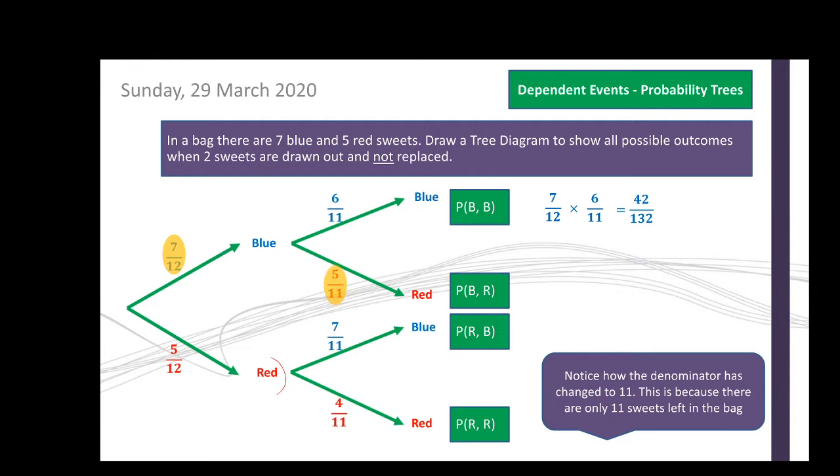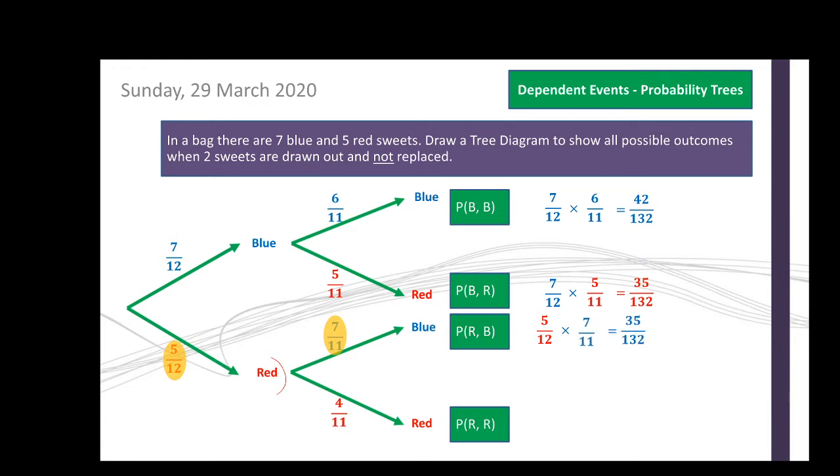Then we've got a blue and a red, which is 7 over 12 times 5 over 11, which is 35 over 132. The next one, red and then blue, is 5 over 12 times 7 over 11, which is 35 over 132. Then finally red and then red, which is 5 over 12 times 4 over 11, which is 20 over 132. Okay, so that's drawing your probability tree for a dependent event, and then you could be asked questions about it.